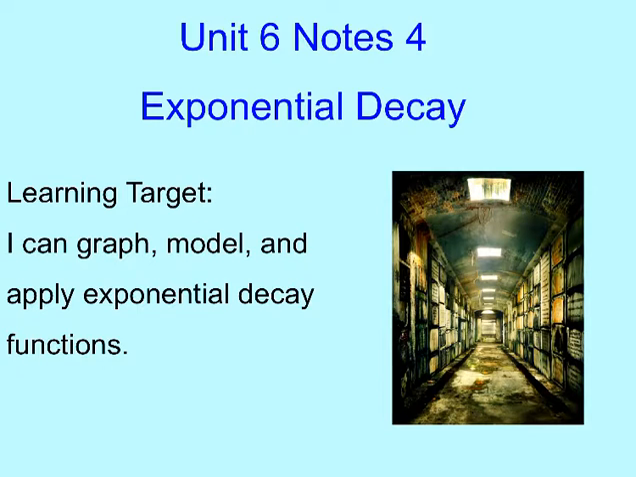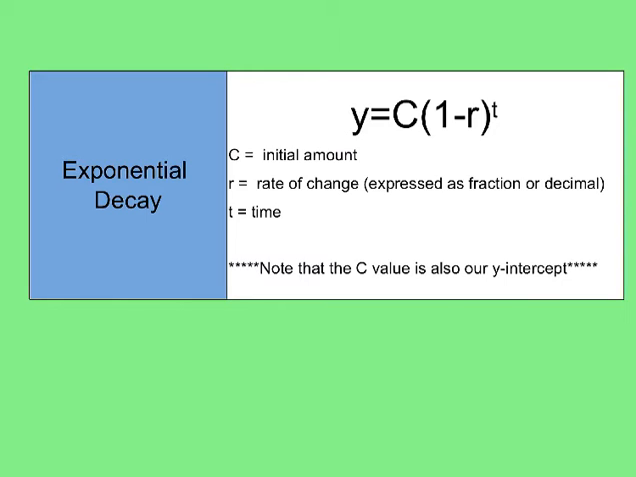Exponential decay is really very similar to exponential growth, except there's going to be a minus sign. So let's take a look at the equation for exponential decay. We're going to have y is equal to c times the quantity 1 minus r raised to the t power. Now, a lot of students make the mistake of just putting r in the parentheses when they do exponential decay, but you do need to have the 1 minus in there.